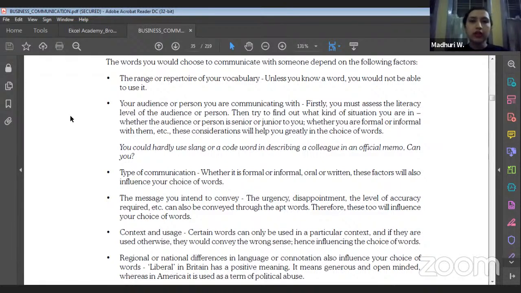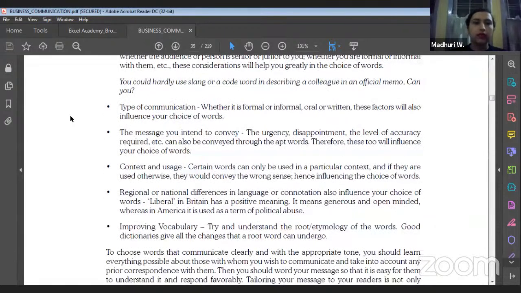Then the other factor which is important when you're communicating with someone is to figure out the audience, the person that you're communicating with. If you're speaking to a child, you can't use big fancy business words because a child will not understand, right? Similarly, if you're going to talk in a business meeting, it has to be formal vocabulary. You cannot use informal slang vocabulary, right? So language has to be appropriate to the audience. Then it depends on the kind of communication it is about. For example, is it formal, informal? Is it oral or written? All of this will matter in your choice of words.